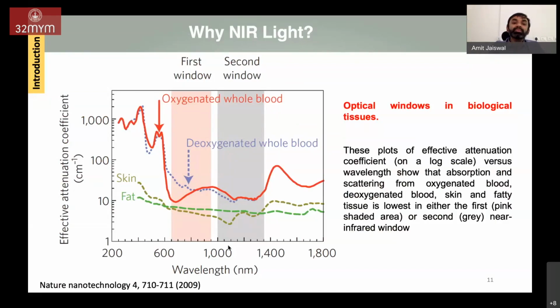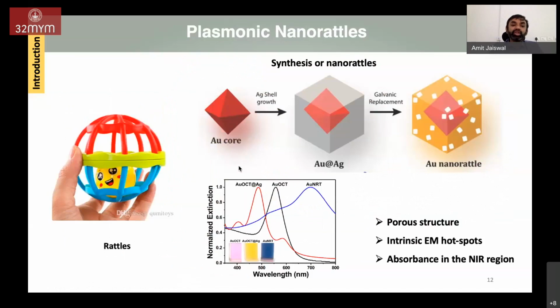Now this biological window is divided into two sections. The first biological window is around the 700 to 900 nanometer range, and the second biological window is from 1000 to 1300 nanometers. The second biological window is more preferred because of its higher penetration depth. So it is always better to prepare nanostructures which will absorb in the NIR light, and preferably in the second biological window. Now coming to the technical part of my talk.